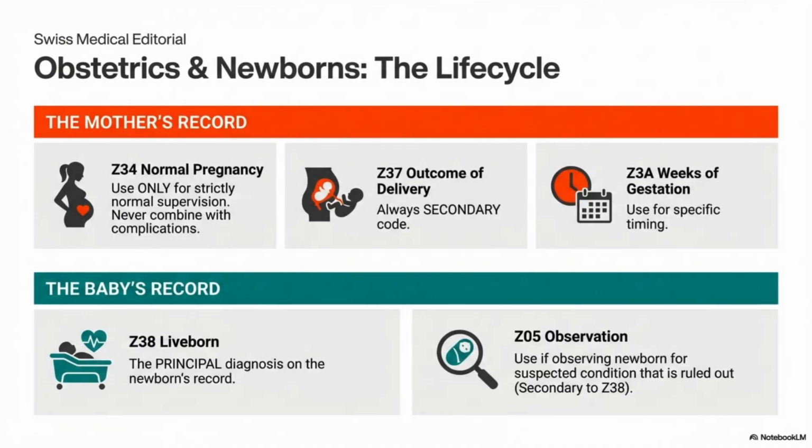For the mother's record, Z34 is only for strictly normal pregnancy supervision. Z37 is always secondary. Z3A captures weeks of gestation. For newborns, Z38 is always the principal diagnosis. Z05 is used for observation when a suspected condition is ruled out.